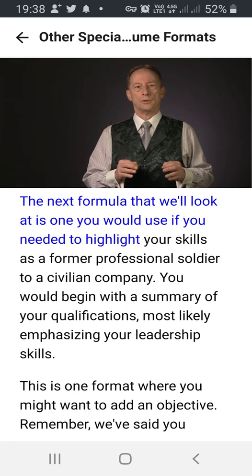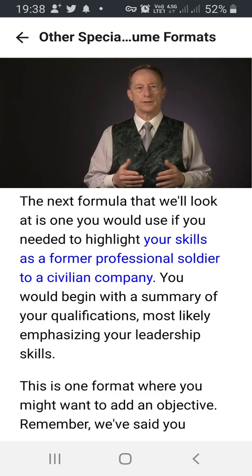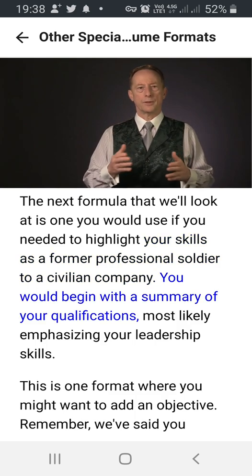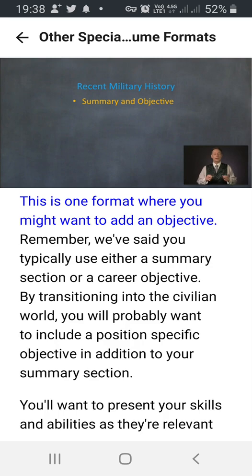The next format we'll look at is one you would use if you needed to highlight your skills as a former professional soldier to a civilian company. You would begin with a summary of your qualifications, most likely emphasizing your leadership skills. This is one format where you might want to add an objective. Remember, we've said you typically use either a summary section or a career objective, but transitioning into the civilian world, you will probably want to include a position-specific objective in addition to your summary section.